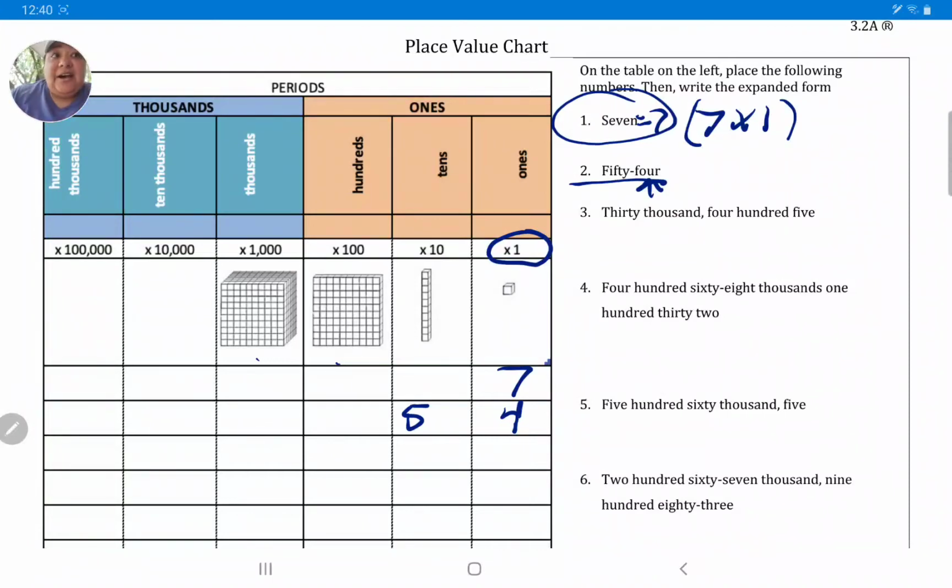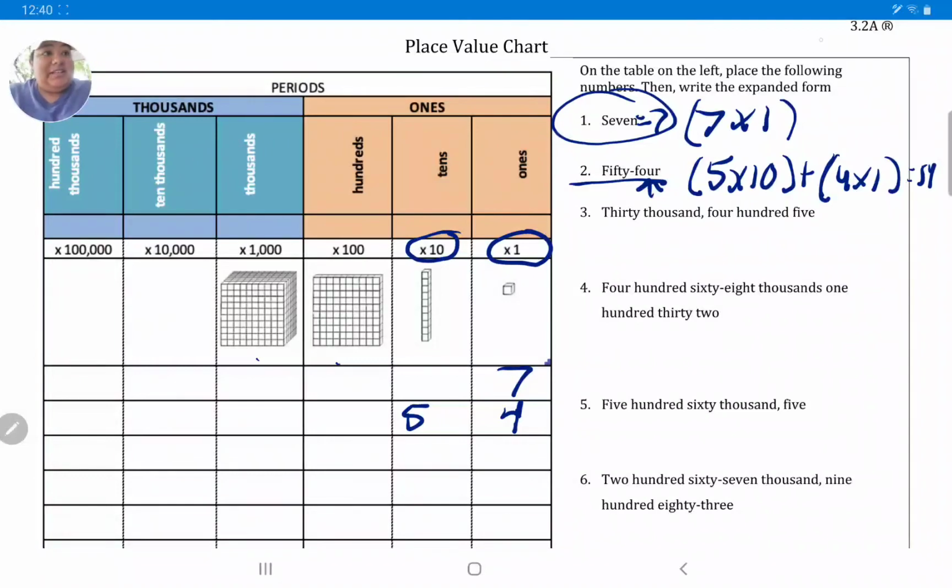Okay? Now, how do I write it in expanded form? Well, we look at these numbers that are right there. So you're going to have to do this when you do your place value chart. Make sure you write those numbers right there. It'll make it so much easier. So I'm going to do my parentheses so I can expand it. I'm going to write my 5 times what? Times 10 plus 4 times 1. And that'll give me 54.